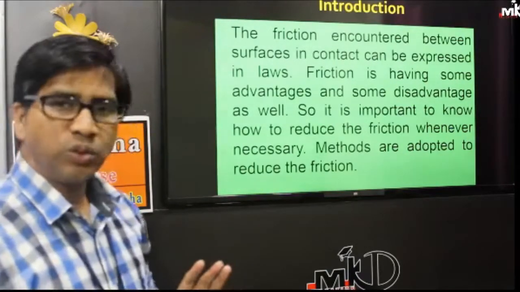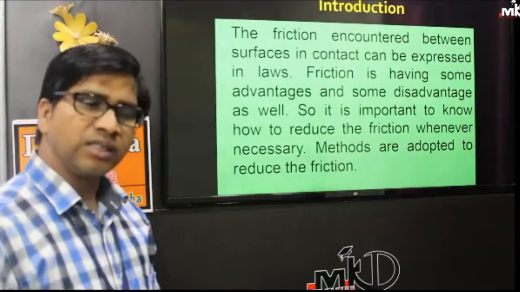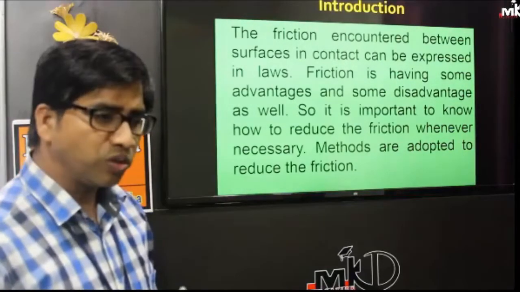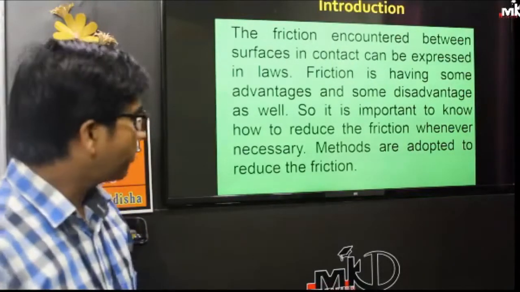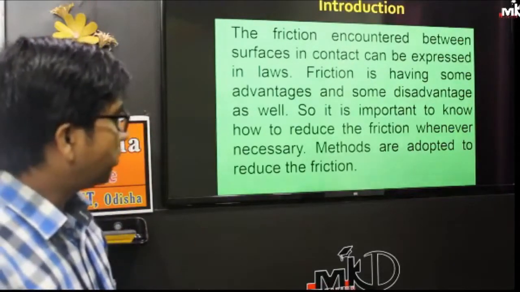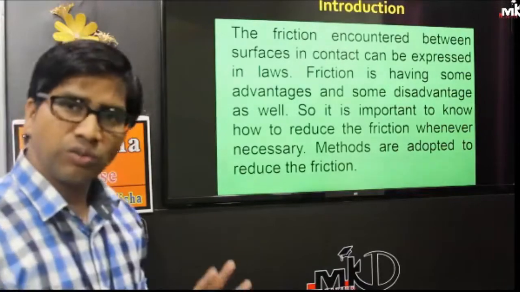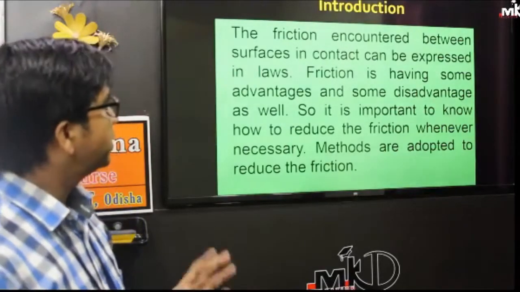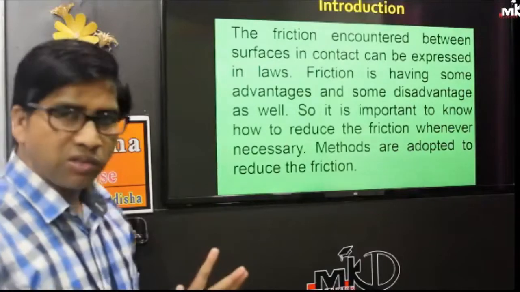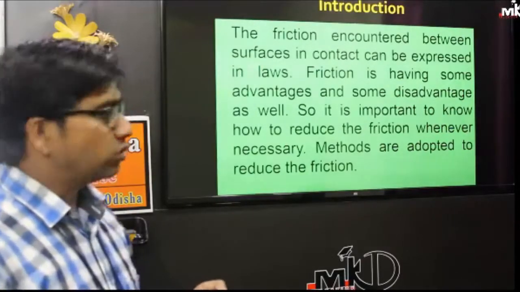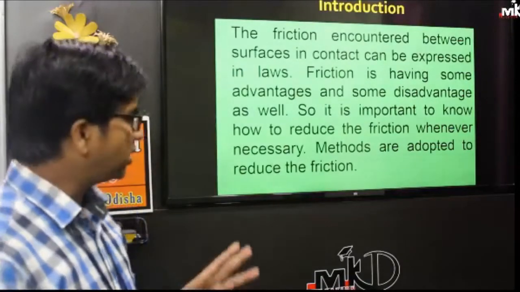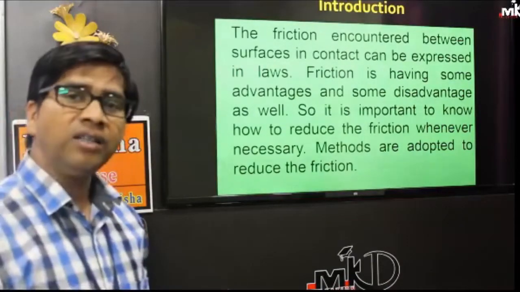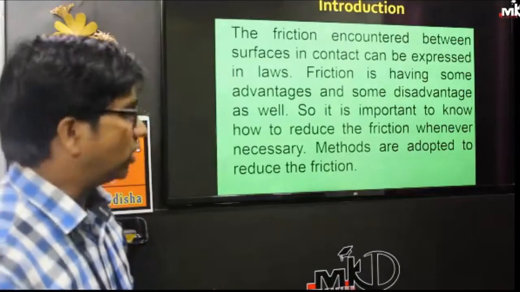So it is important to know, as there are some disadvantages, how to reduce the friction. That is also the prime concern. The methods adopted to reduce friction we will discuss in this particular class. If I summarize this introduction, we will discuss the laws of friction, advantages of friction, disadvantages of friction, and how to reduce friction.